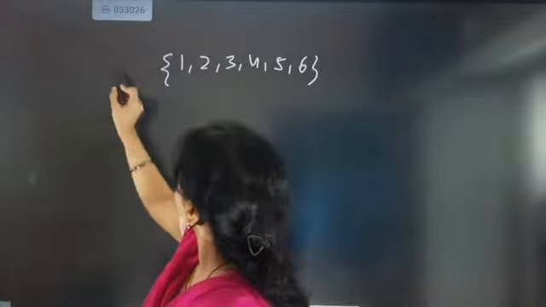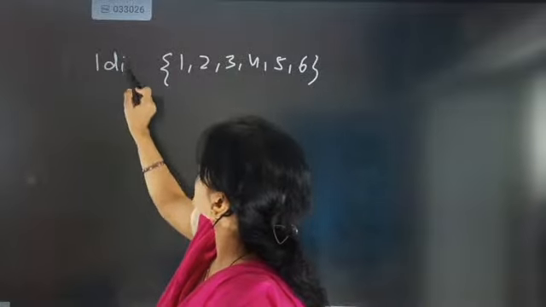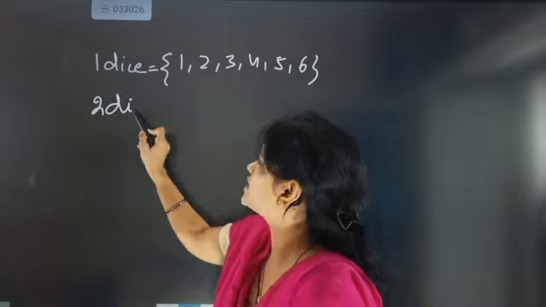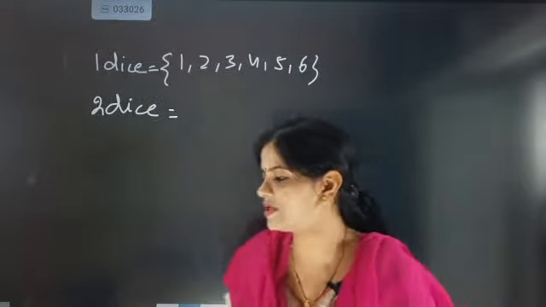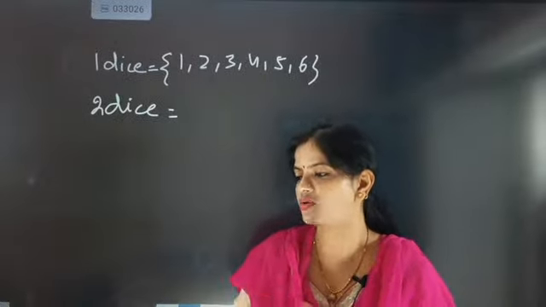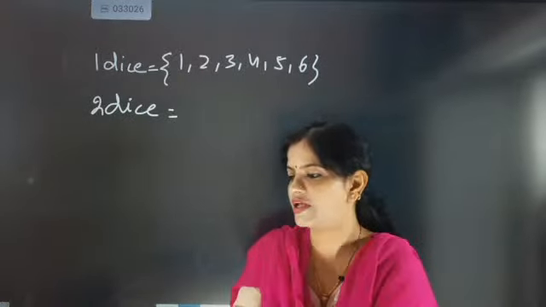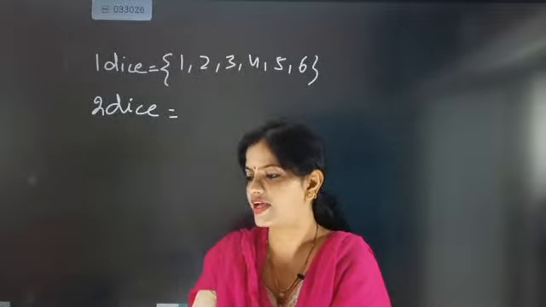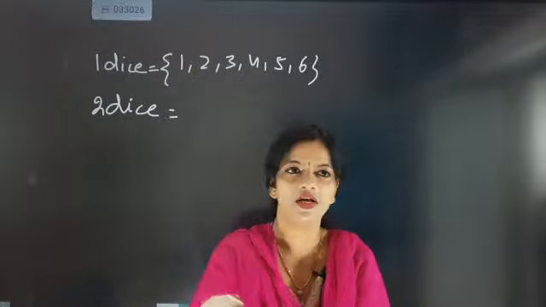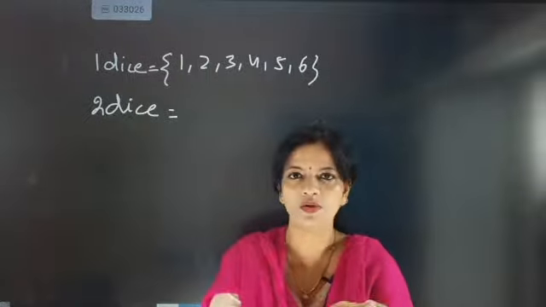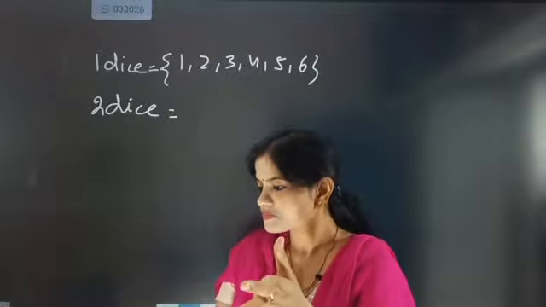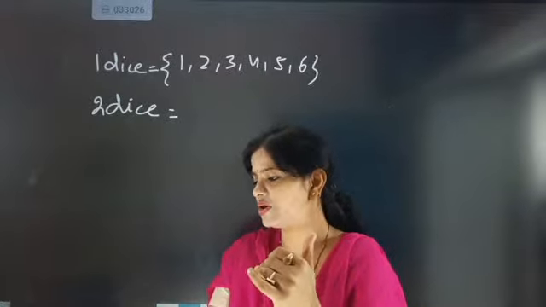If one dice has 6 faces, then what will happen when 2 dice are there? When 2 dice are tossed together, how many total faces will be there? Come on, quickly say the answer. I think I have told you that when 2 dice are rolled together, the possibility of number is 12.